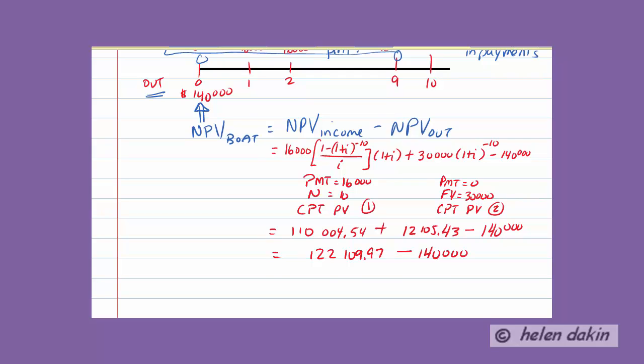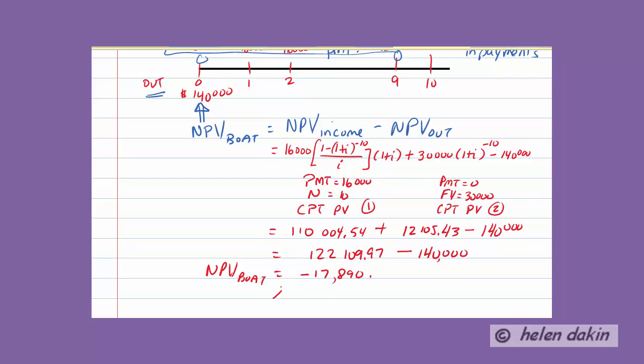So is the boat worthwhile to her as an investment? Let's just see what the difference is. The present value of the money in is $122,000 and the present value of the money out is $140,000. So this boat is a losing proposition with a net present value of negative $17,890.03. I'll just take that to the nearest dollar.